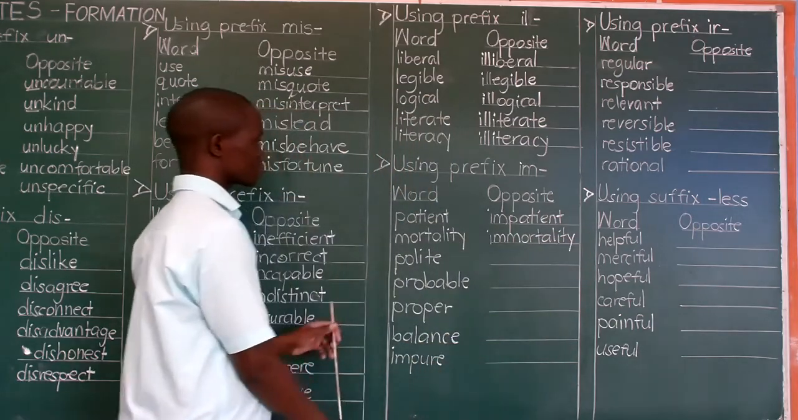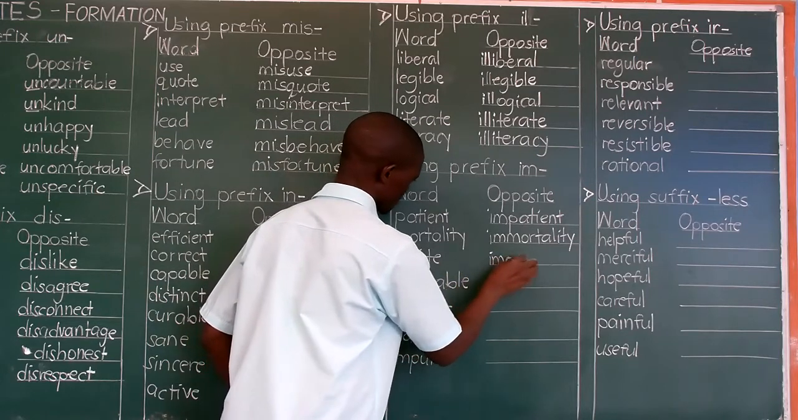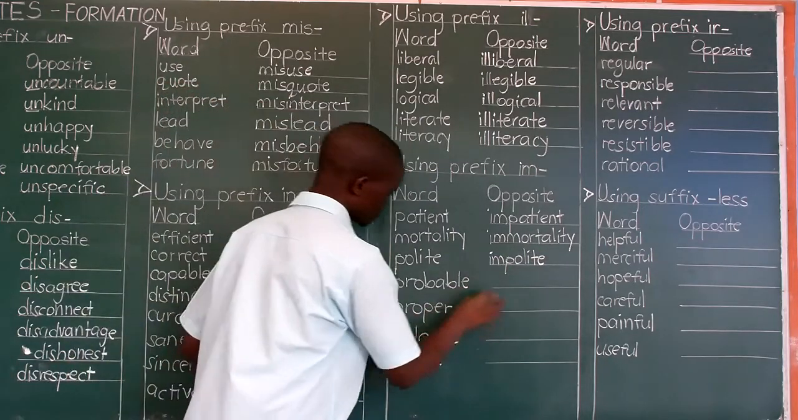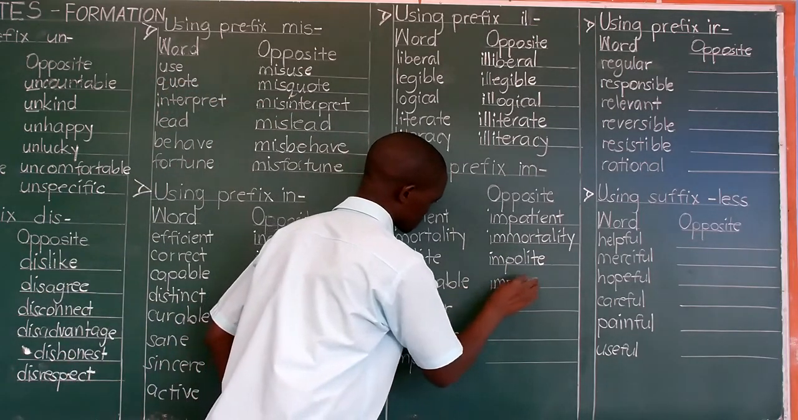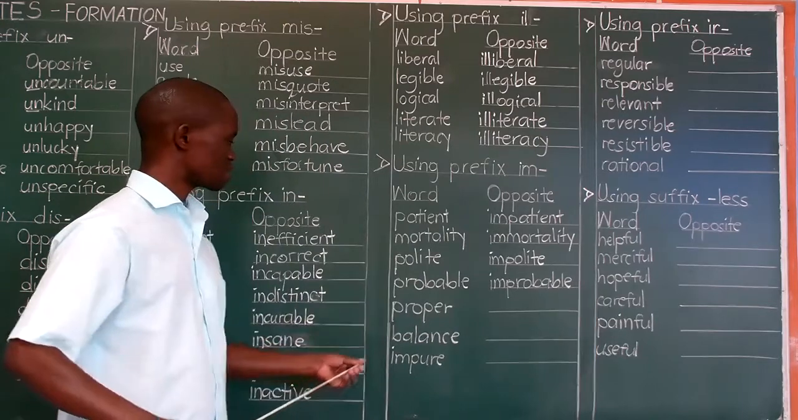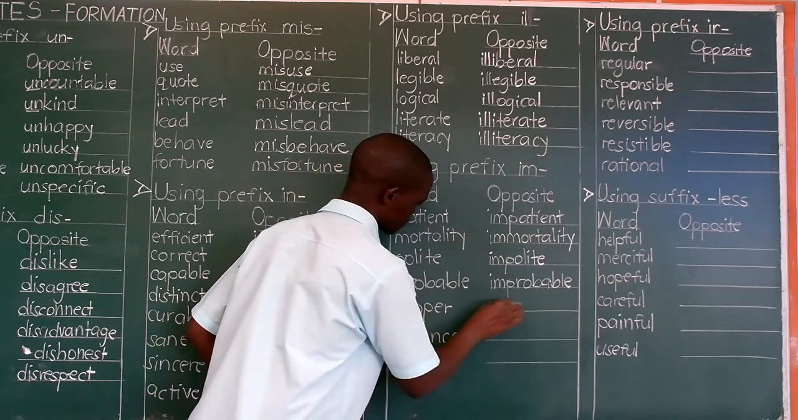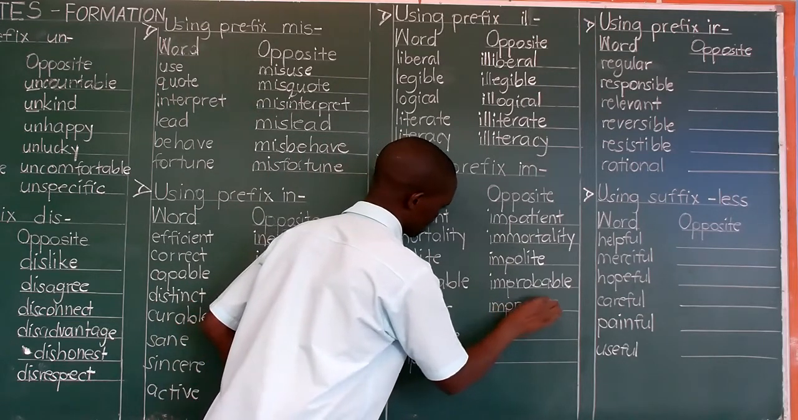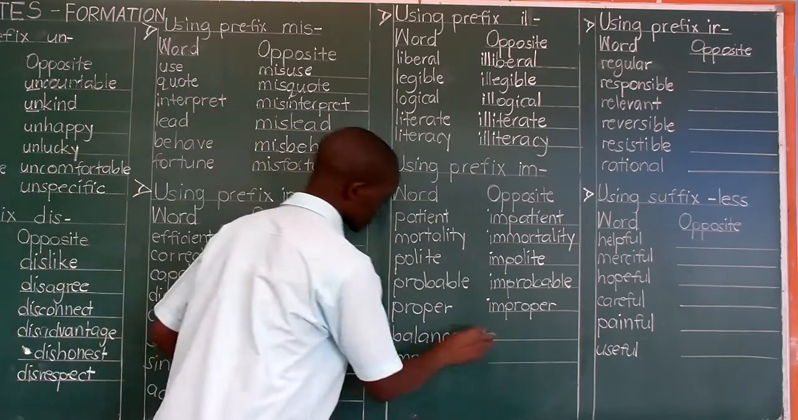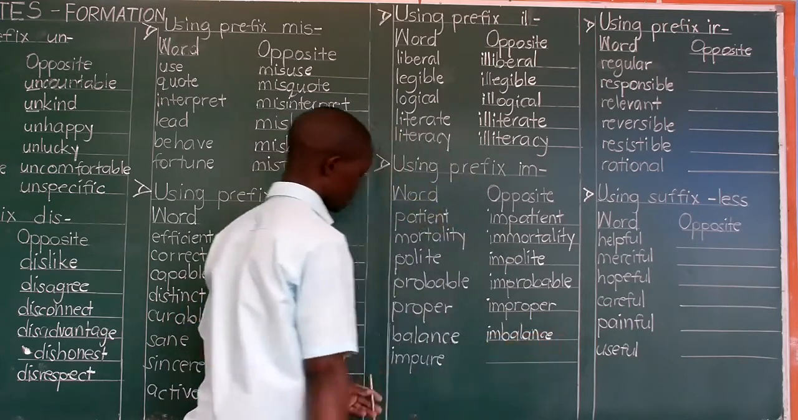I-M-O-R-T-A-L-I-T-Y. Immortality. Polite: I-M, polite. Small letters, no full stop. Probable, improbable. Proper. Yes, mathematicians have always taught you about improper fractions and proper fractions. So proper fractions are the opposite of improper fractions. Balance, imbalance. I-M, balance. Imbalance is the opposite of balance.